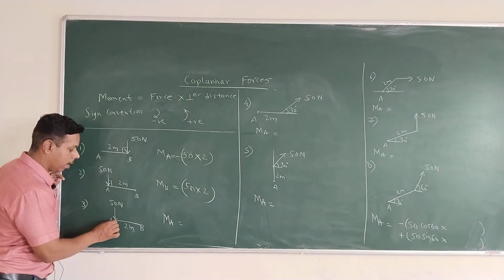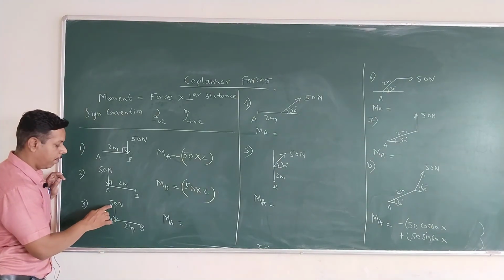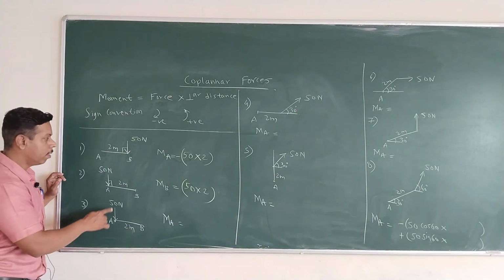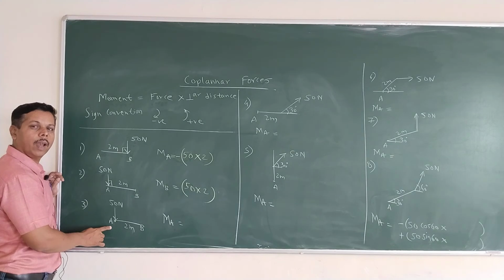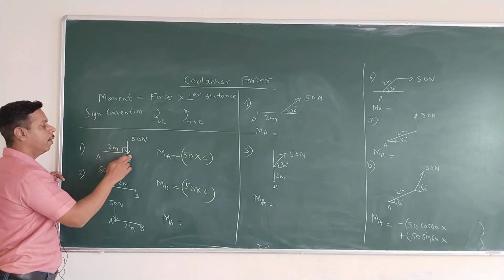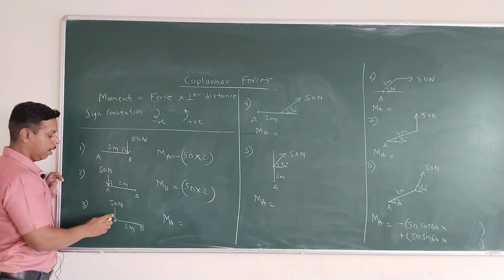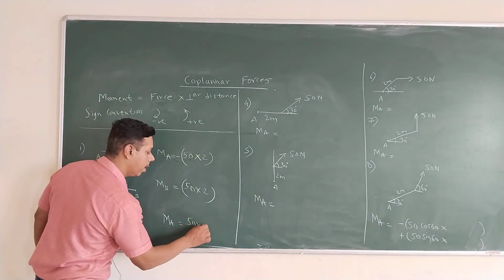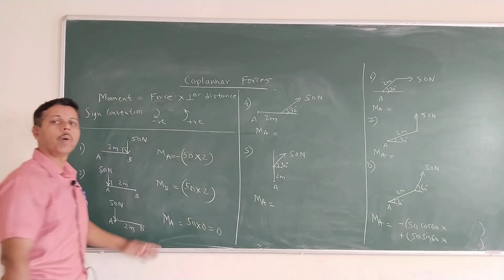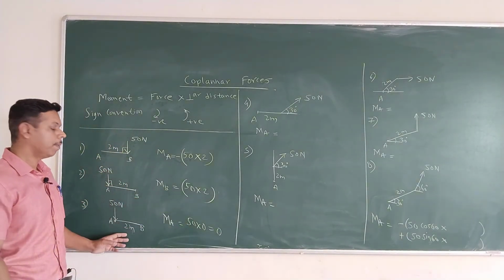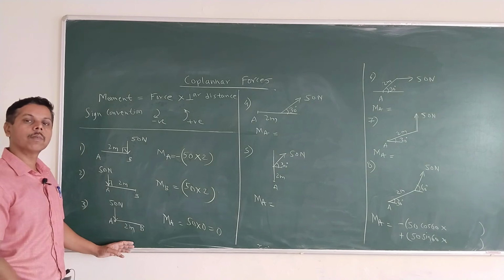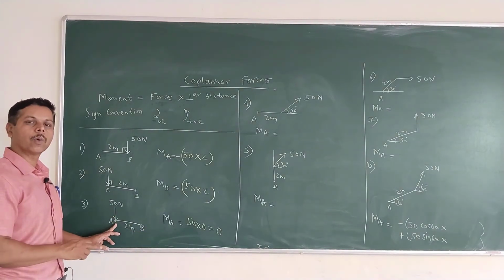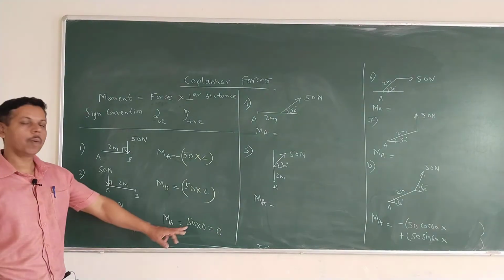So now the confusing part is this. 50 Newton is applied at A and we want to take moment about A. So there is no distance between 50 Newton and A. Here 50 Newton and A, the distance between them is 2 meter. Here 50 Newton and A, there is no distance. So force into perpendicular distance is 0, so the moment will be 0. If you remember this, you can simplify and easily solve most problems. If you take moment at the point through which the force passes, the moment will be 0.